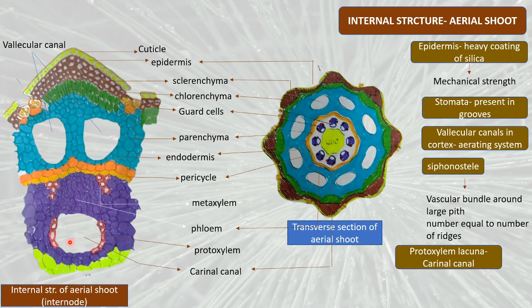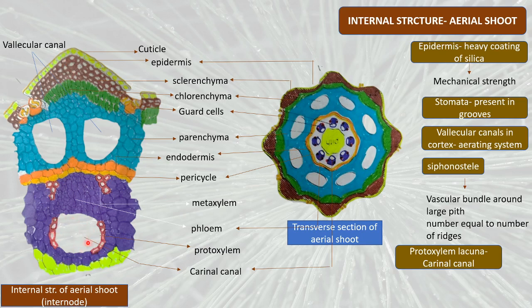Carinal canal is present near protoxylem, right? And it is radially opposite to a ridge. So as you can see, this is a ridge and this is the carinal canal. Wherever a ridge is present, there the carinal canal is present, because as you can see, it is present at the end of the vascular bundles. So it is present opposite to the ridge, and therefore ridges are also called carina, and therefore this canal is called carinal canal, right?